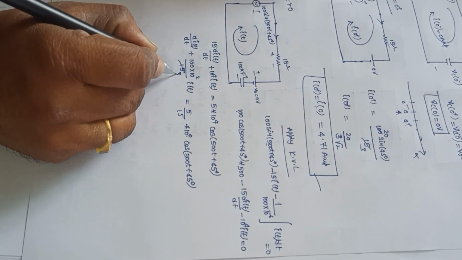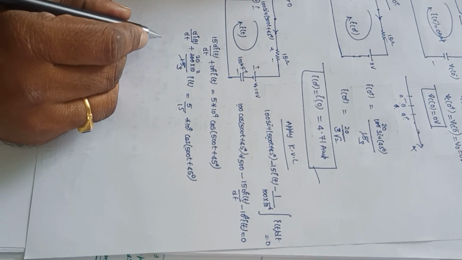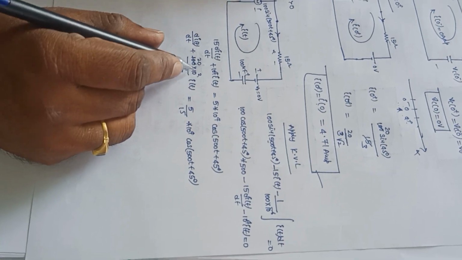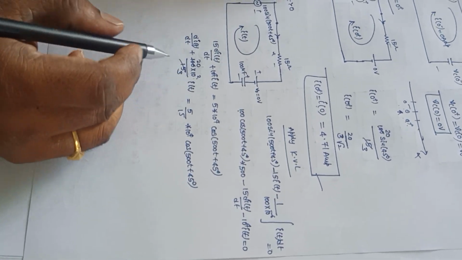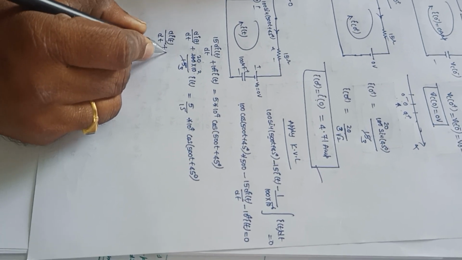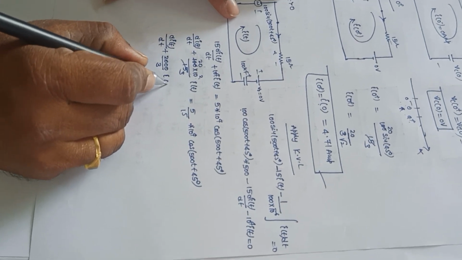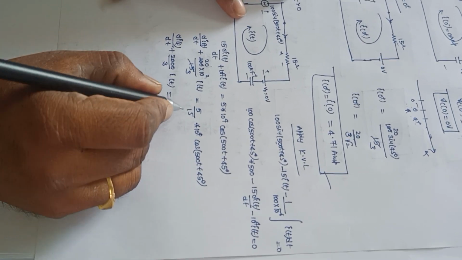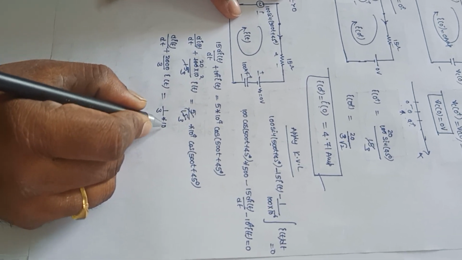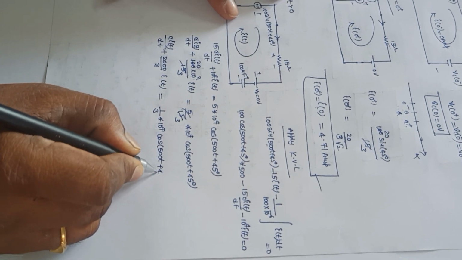So 5 3s, 5 2s, okay, 20 into 10 cube, so 2000 it is. So di of t by dt plus 2000 divided by 3 into I of t is equal to 5 3s. So 1 by 3 into 10 power 4 cos of 500t plus 45 degrees.